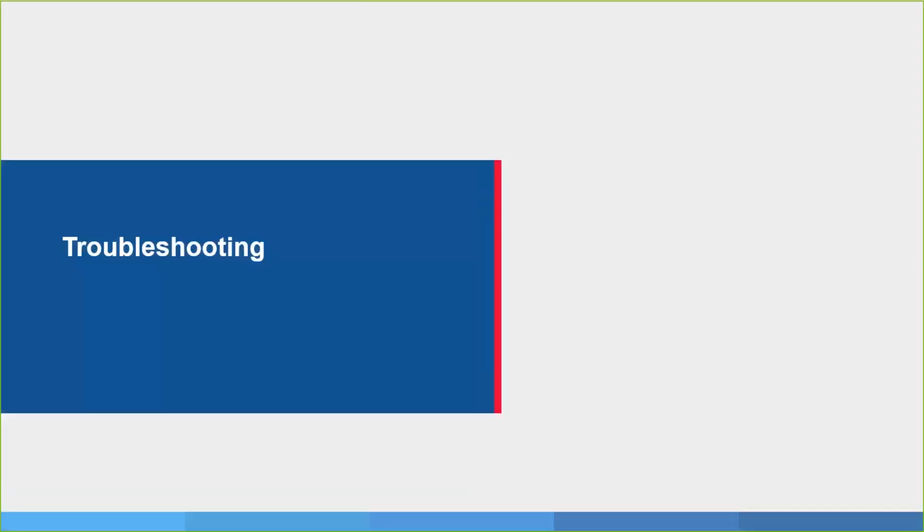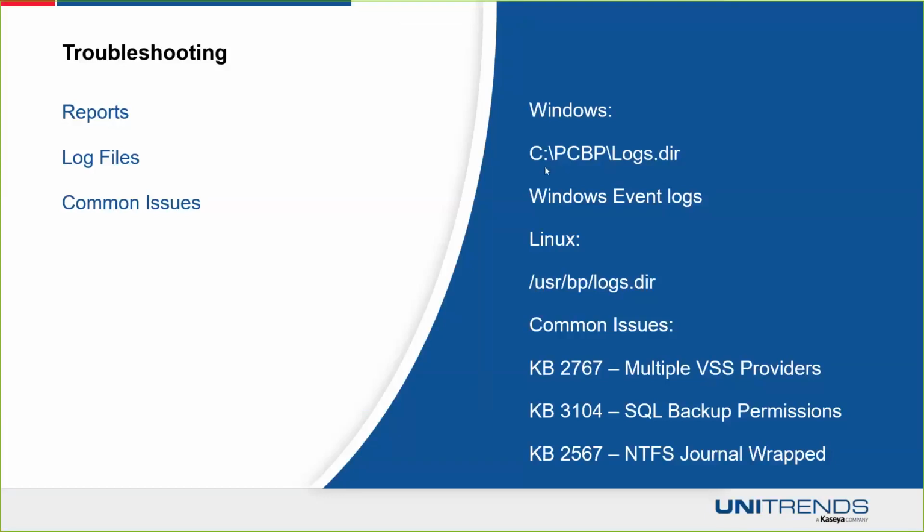Troubleshooting, the most common things that we run into, you're going to want to check things like the CPCBP logs directory and the Windows event logs. The large majority of our logs go to those locations, and that's where we usually start first.